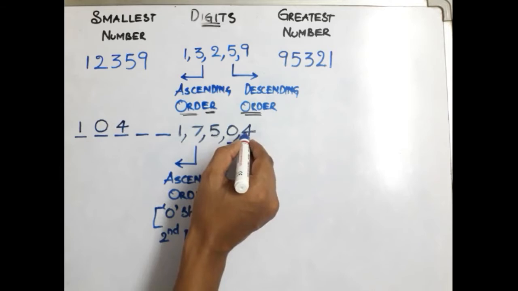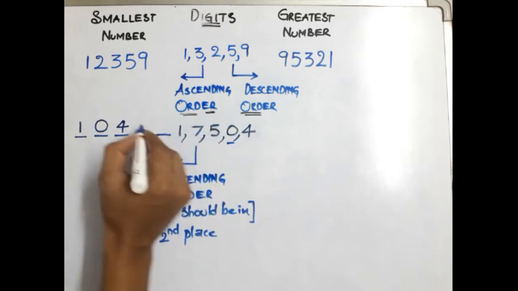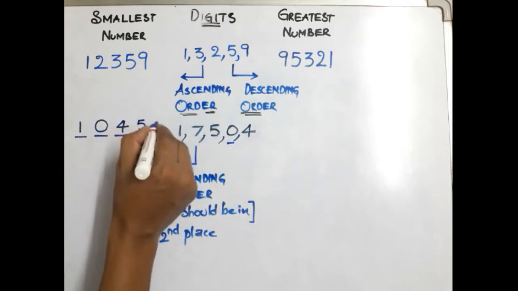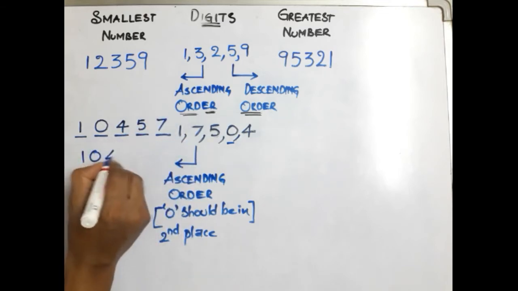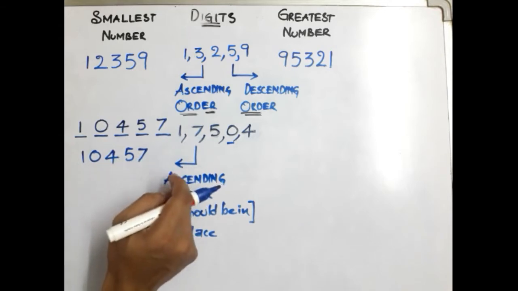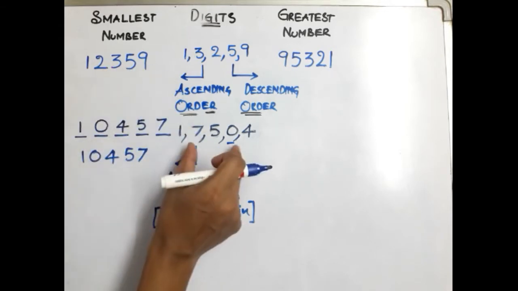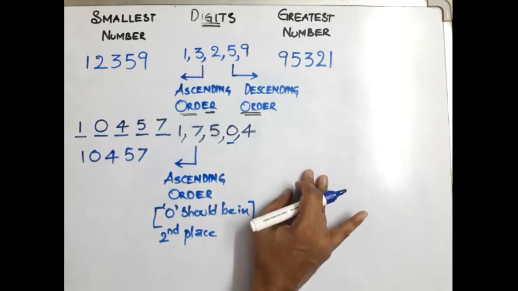Next, 4 is finished. 5, 7. Of 5 and 7, which is the smallest? 5. And lastly 7. So 1, 0, 4, 5, 7 is the smallest number which we can form using the given digits containing 0. And please be careful.